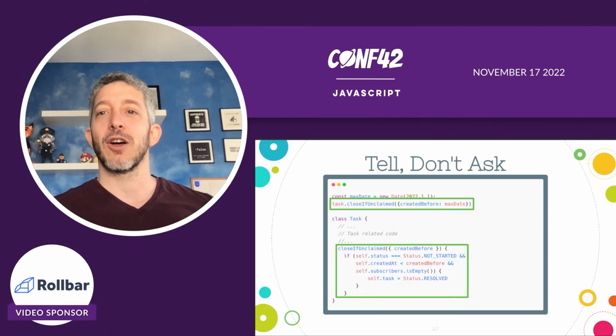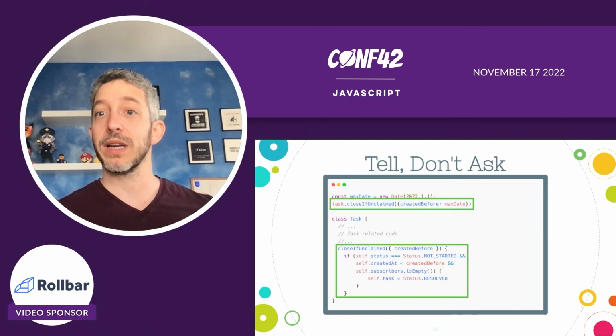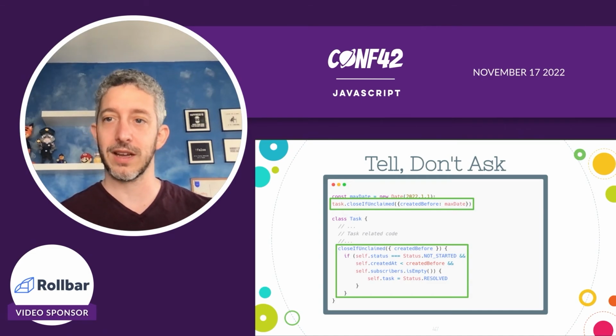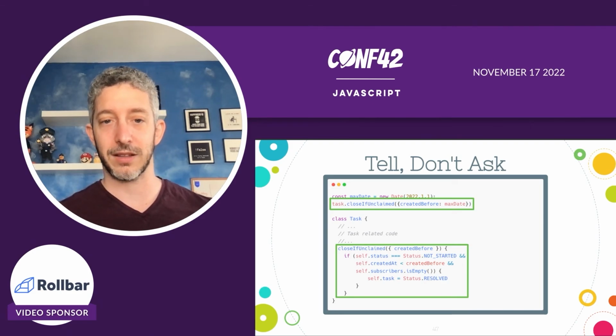We move the internal logic of the task inside the task class. That way, the client who wants to use that task object will tell it to close the task rather than ask for more information before doing that.